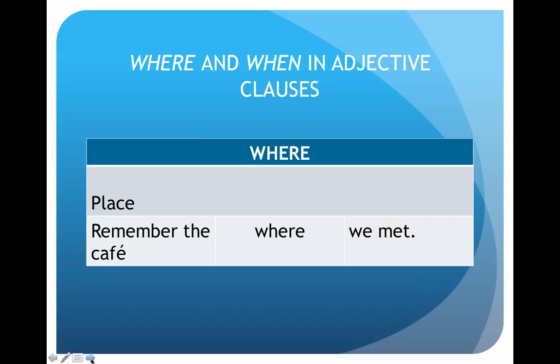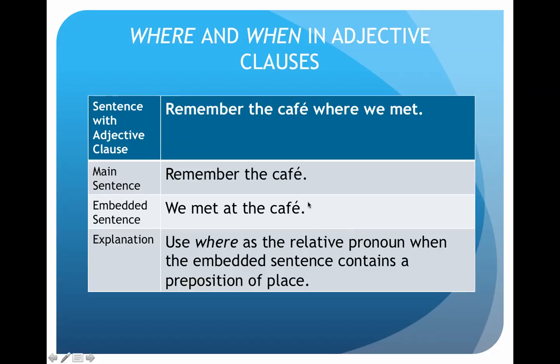Okay, where and when in adjective clauses also have to do with characteristics of the embedded sentence. So when I talk about place, remember the cafe where we met. Okay, here's the main sentence: remember the cafe. And we met at the cafe. And I'm embedding this into this. And this embedded sentence has a preposition of place. And that's why I can use where as the relative pronoun.